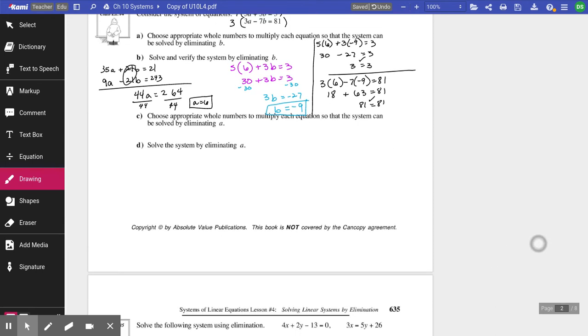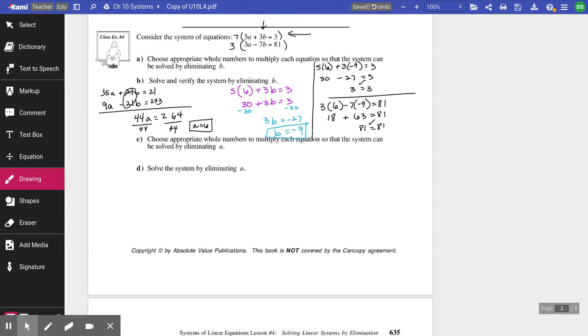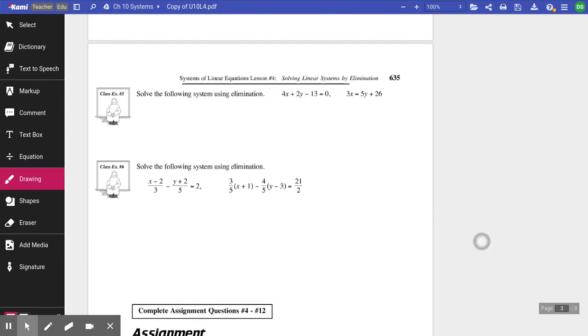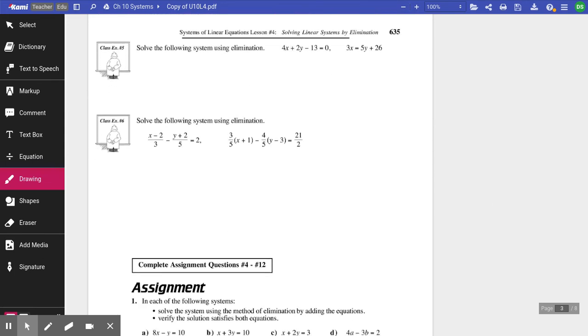Okay, that's if we eliminated b. If we wanted to eliminate the a's, I would have chosen them to become 15s. So multiply the top by 3 and the bottom by 5, but you would also have to multiply by a negative. Okay, I'm not going to do it because it's the same process, but that's what you could have done. Okay, 2 more quick questions.